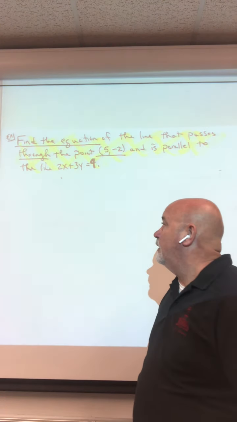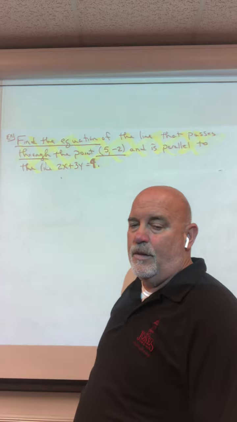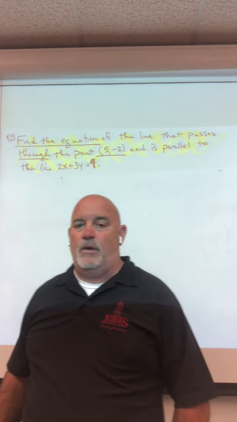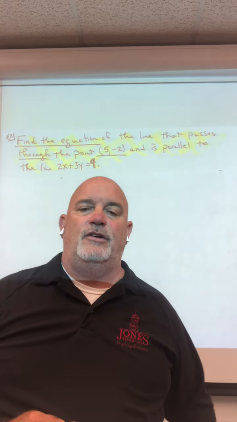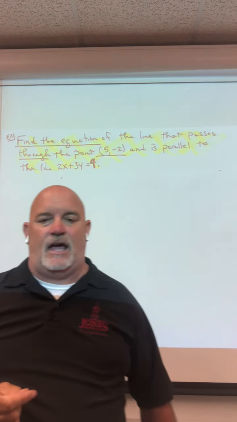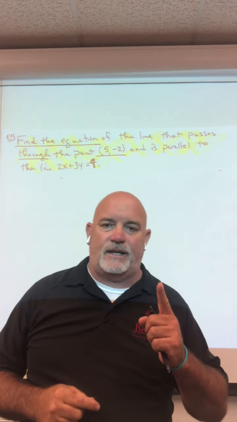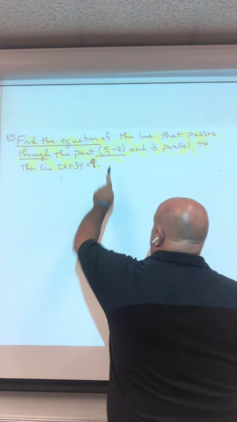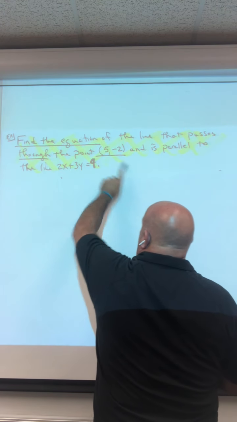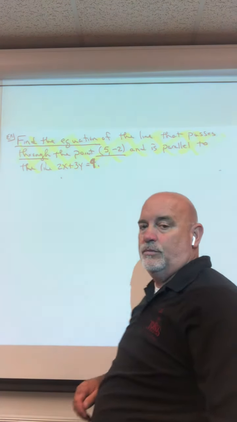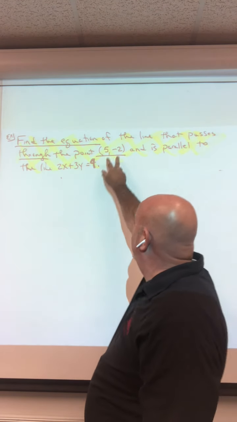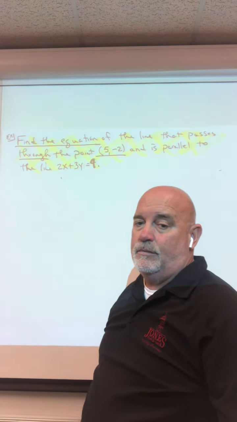Okay, so here's what we're going to do. What are we looking for? Find the equation. What two things do we have to find in order to get the equation of a line? We have to know a point on the line. We do. And we have to know the slope of our line. We don't. We're not told the slope, and I can't find it with just one single point.